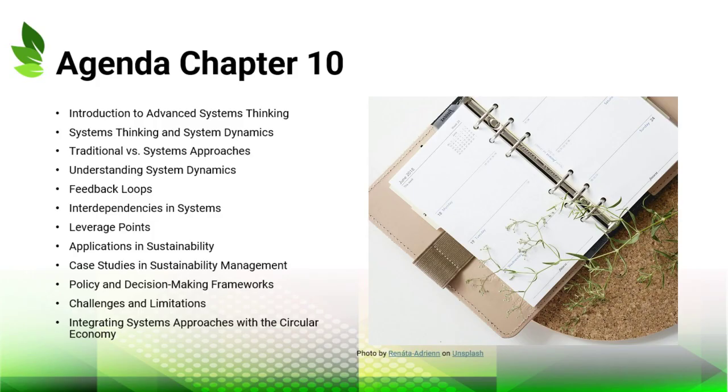Practical applications in sustainability will be discussed, including case studies on renewable energy transitions, circular economy implementation, and climate resilience planning. The chapter also covers policy and decision-making frameworks, challenges and limitations of systems approaches, and how these methods can be integrated with the circular economy. Finally, we will discuss future directions and the importance of systems thinking for achieving the United Nations Sustainable Development Goals. This agenda will guide you through the essential concepts and practical tools needed for sustainable management.